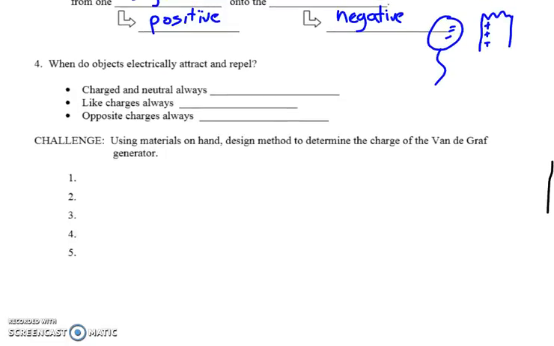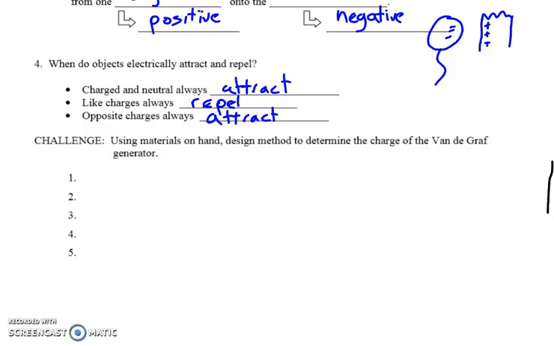When do objects electrically attract and repel? So we've established already, charged and neutral objects always attract. We saw that yesterday. Like charges always repel. Okay, so positive will repel a positive, negative repel a negative, and opposite charges always attract.